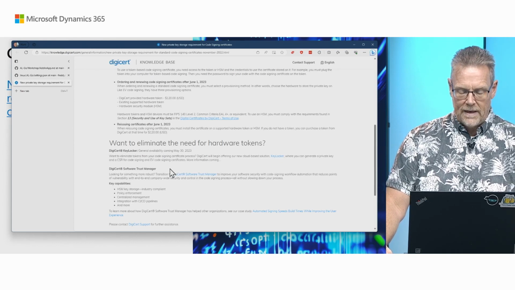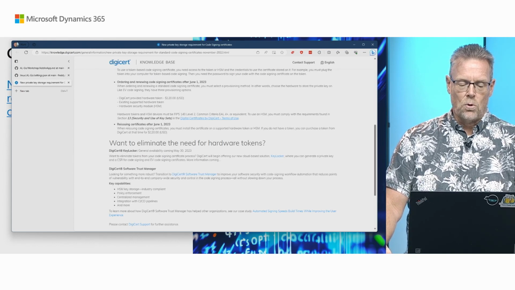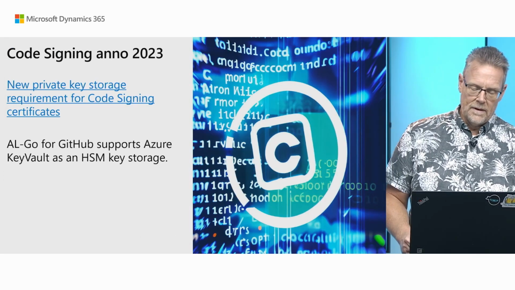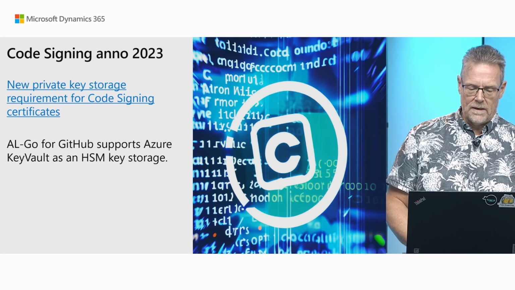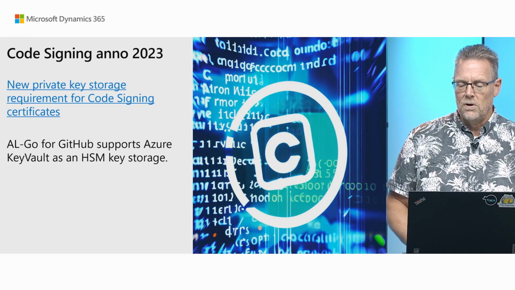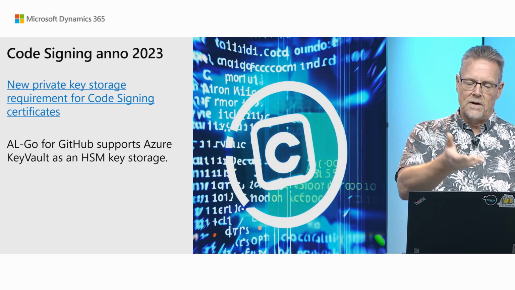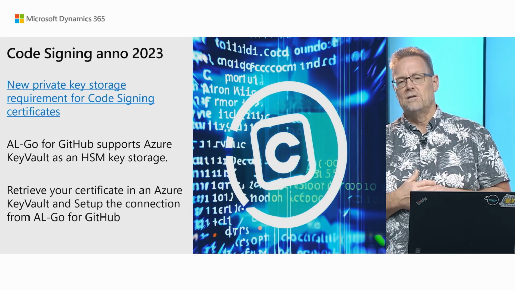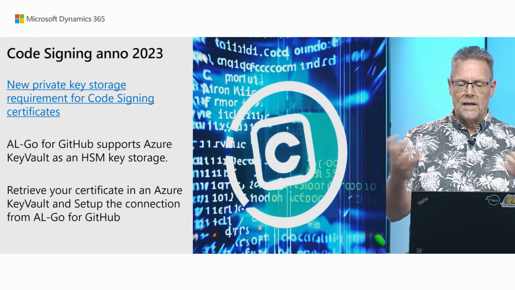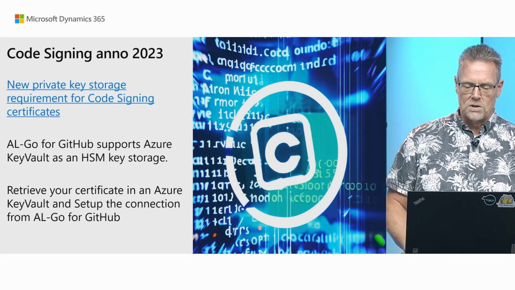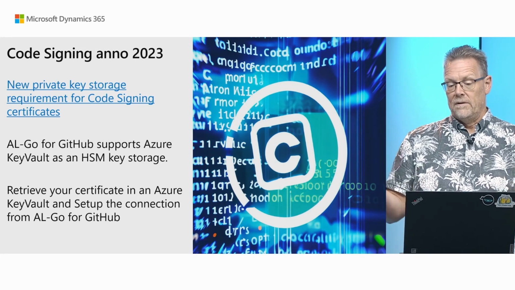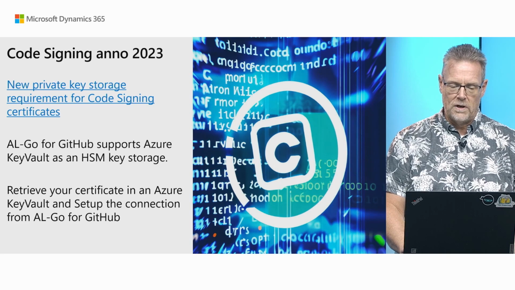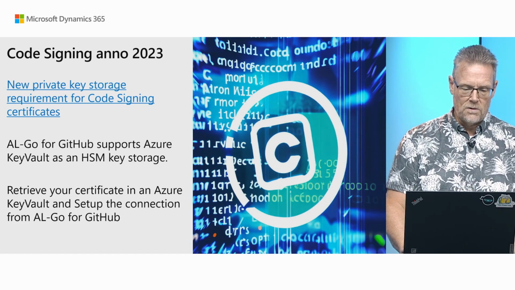What we did in ALGO for GitHub was to add support for HSM key storage in Azure Key Vault. That is a special SKU of the Key Vault that you can purchase, and then you will have the ability to get your code signing certificate delivered in your Key Vault, and then you just have to set up the connection from ALGO for GitHub to your Key Vault, and then we'll perform the code signing of your app through that one. I don't have a demo of this because I don't have a code signing certificate, but we have multiple partners who already managed to set that up so that it works fine.